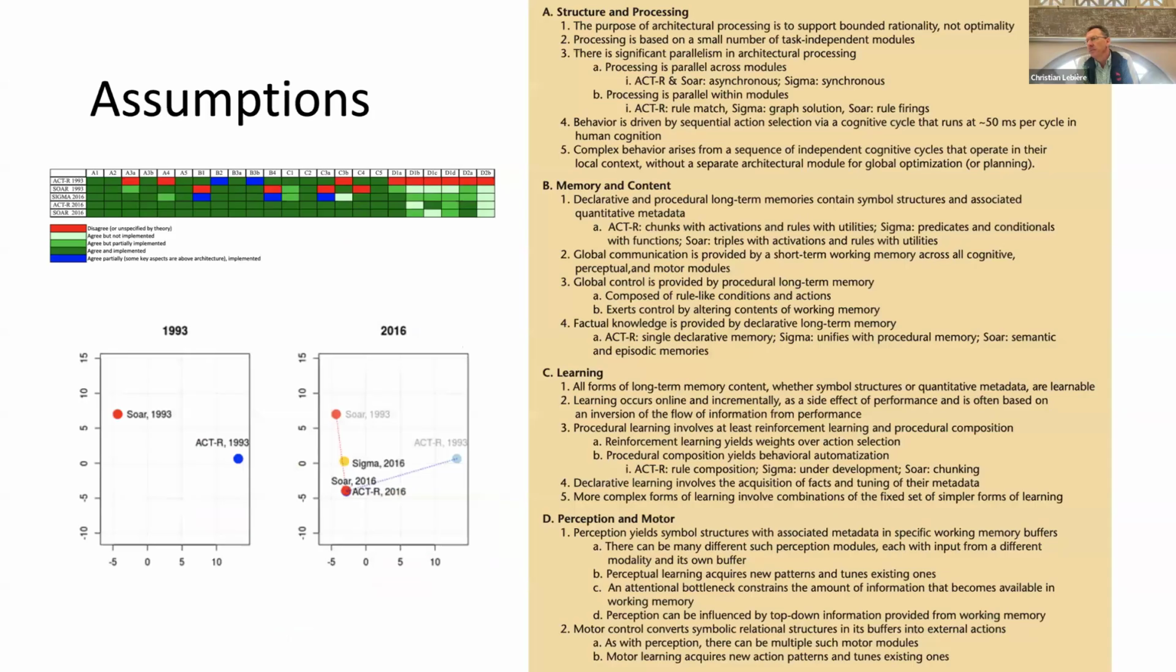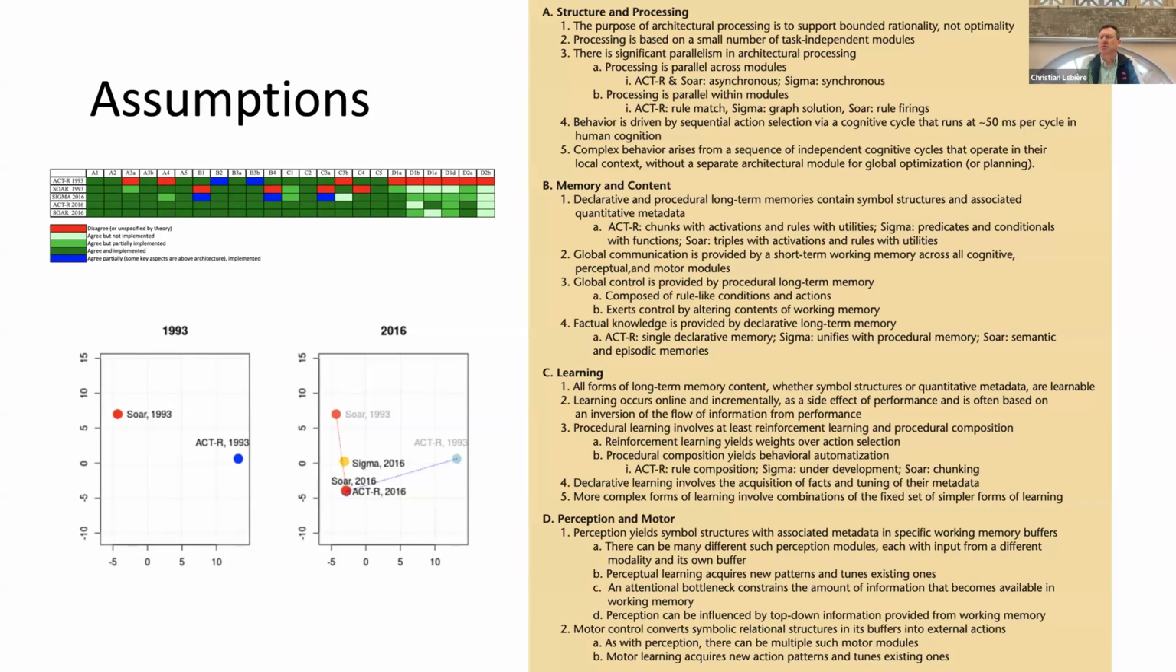Going a little bit more in depth, we listed a detailed set of assumptions about the structure and processing that takes place in the architecture, the content of the memories, the forms of learning that take place in the architecture, and the relation to perception and motor capabilities. A little bit of an exercise there on the left is that we coded the architectures at various points in development, in particular in 1993 and then 2016 when we started working on that paper. And we really concluded, you can see a little multidimensional scaling exercise there at the bottom, that there had really been a convergence in that space of assumptions.